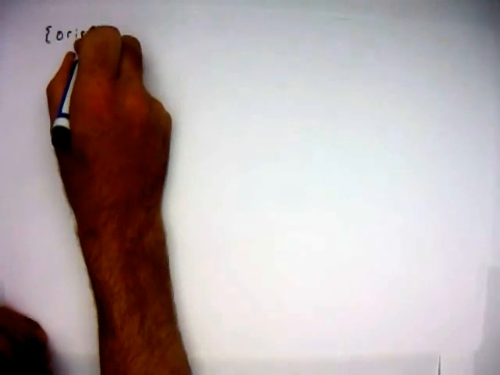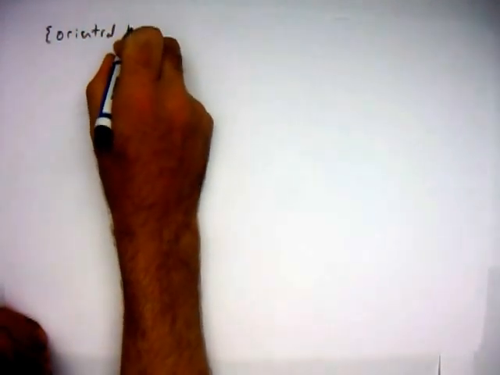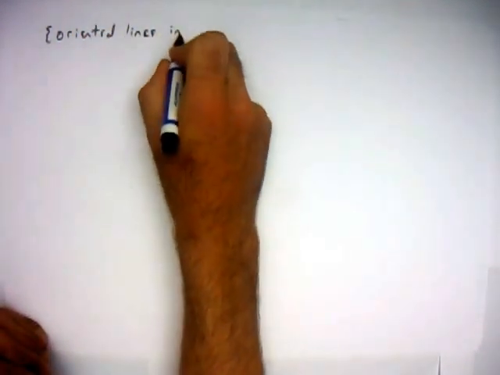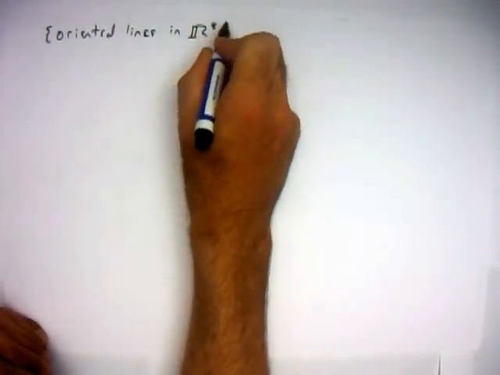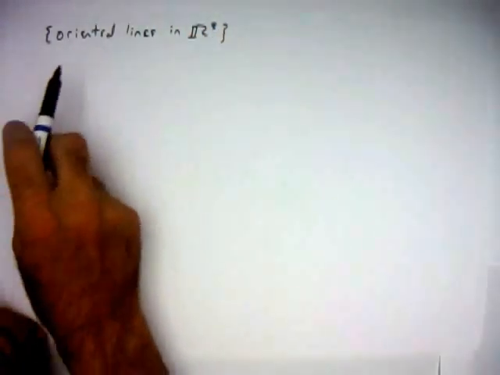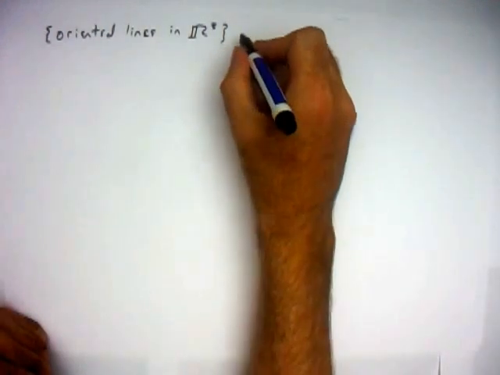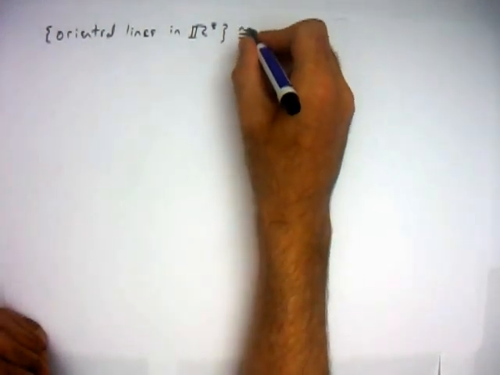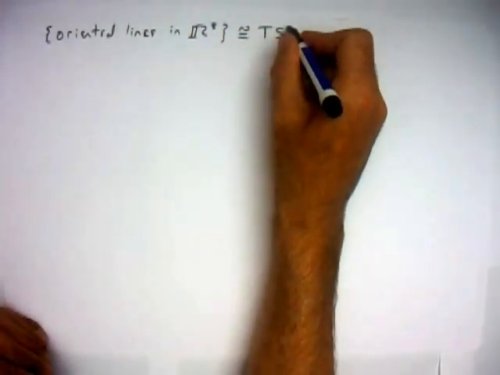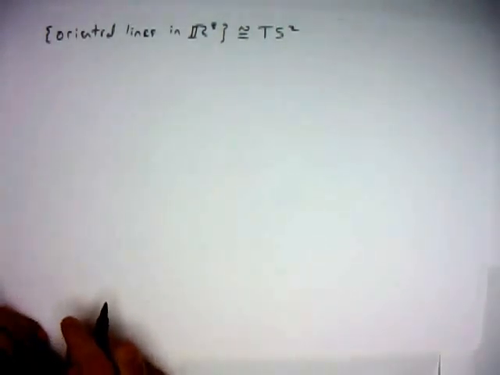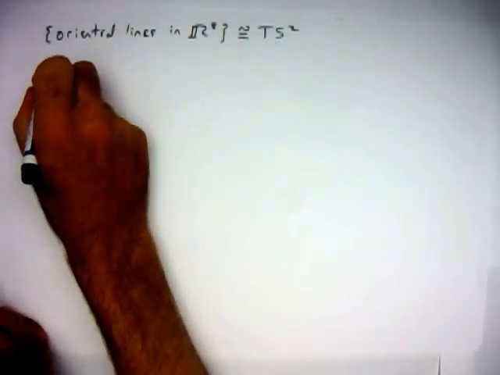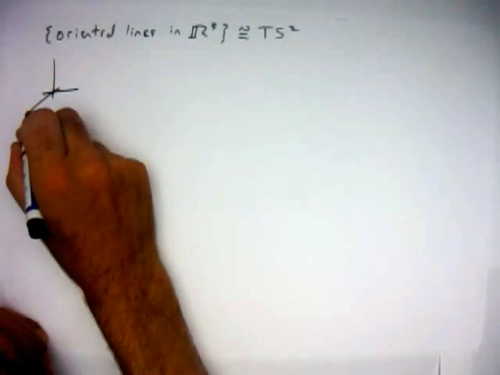The essential role here of TS2 is as follows. If you look at the set of oriented lines in R3, and this means all lines in R3, not ones, for example, that just go through the origin, it's not too hard to see that in fact this is the same as TS2. This can be seen in a number of different ways. The simplest way would be as follows.